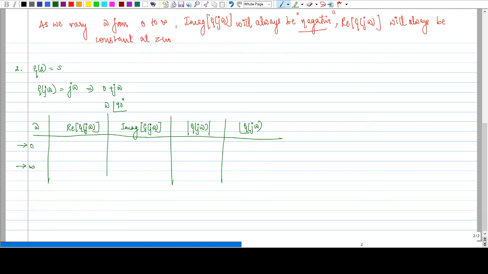Now when omega tends to 0, we can see that the real part will always remain 0. It is not dependent on omega. So this will become 0 and 0. Coming to the imaginary part, when omega is 0, the imaginary part is 0 and this is infinity. Again, coming to the angle, it is irrespective of omega, so this will remain 90 degrees and 90 degrees. Magnitude, this is 0 and this is infinity. This is very simple, similar to the above observation that we've made.